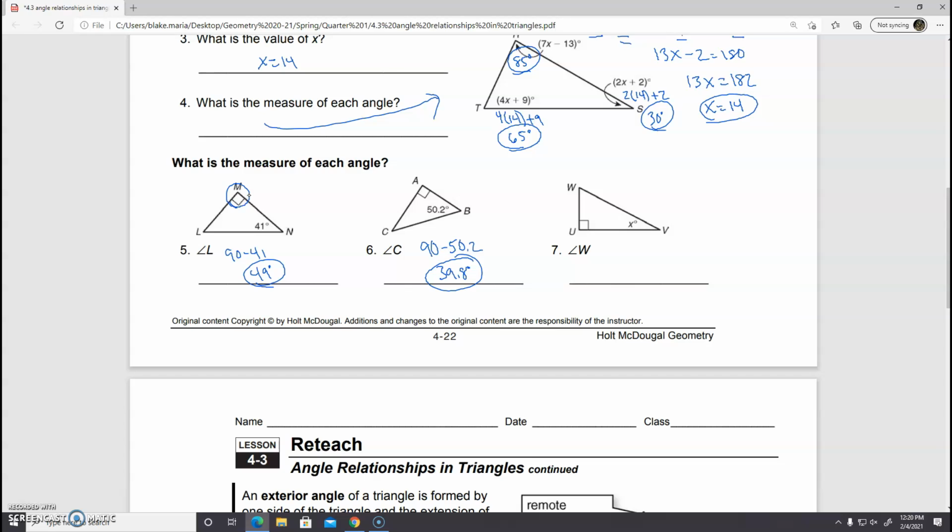Now here's what they're building you up to. Sometimes it's not as easy to see. Again, you've already dealt with 90 degrees. Now you want to find that missing one. It's going to be 90 minus the angle you already have. And as ugly as that looks, that is the measure of angle W. If this was 10, it'd be 90 minus 10, it'd be 80.